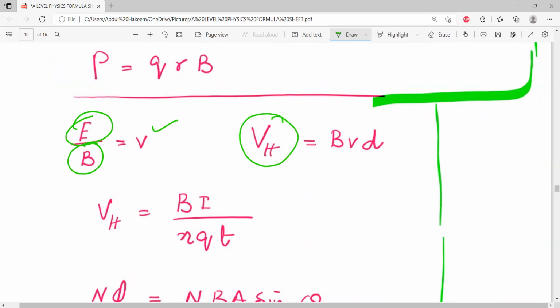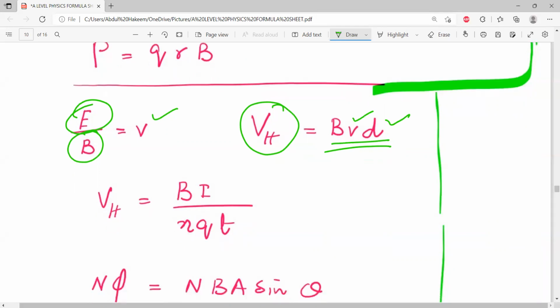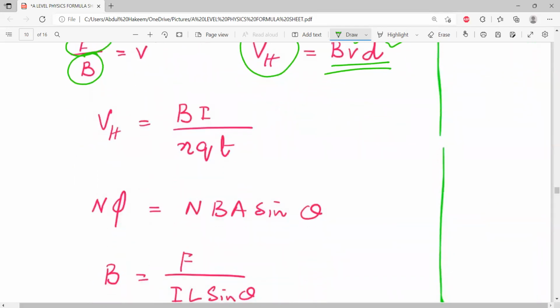And the Hall voltage is equal to BVT. B is the magnetic flux density measured in Tesla, V is the velocity, and T is the separation between two plates, anode and cathode. And then the Hall voltage is equal to BI over NQT. This N is the number density, meaning the number of free electrons per unit volume in the material. Q is the charge of the charged particle, like an electron, and T is not time, this is thickness, I is the current.